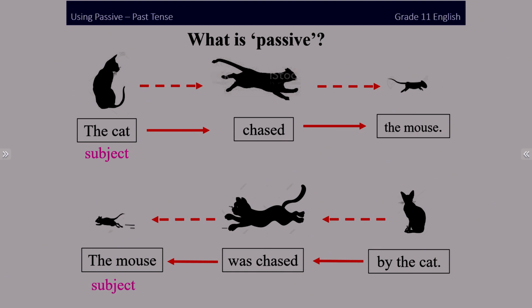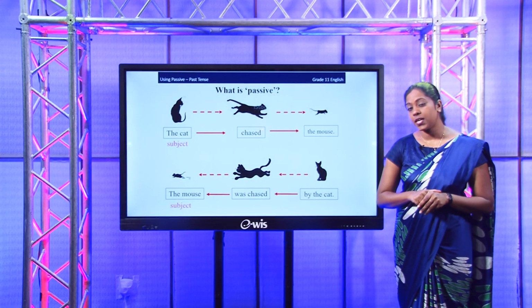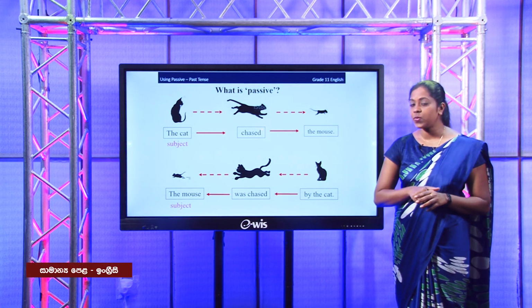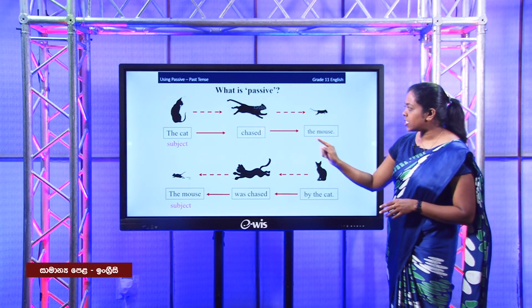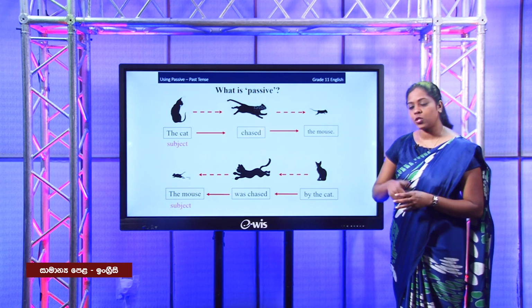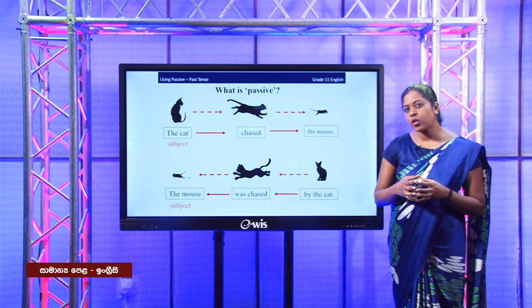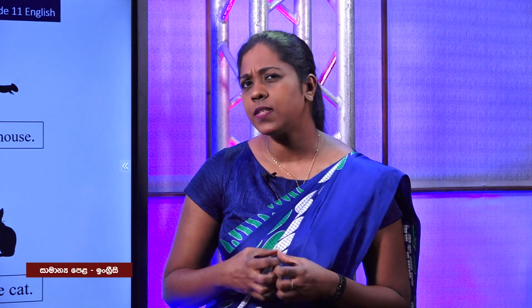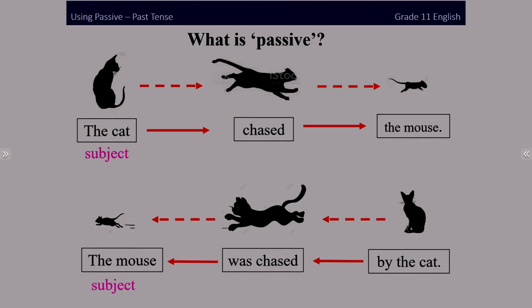I told you that we are focusing on the past tense. Look at the verb here. And you can identify easily that the verb here is in the past tense because it ends with an ed. The cat chased the mouse. Who is doing the action? The cat is doing the action. So, the subject of the sentence is the cat. What is the action? Chased is the action. The cat chased what? The mouse. So, the mouse is the object of the sentence.